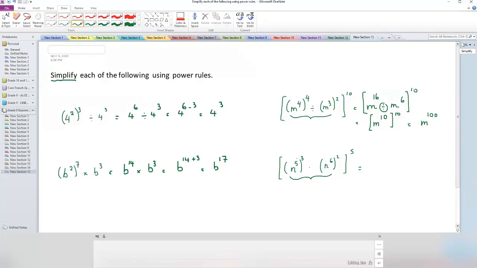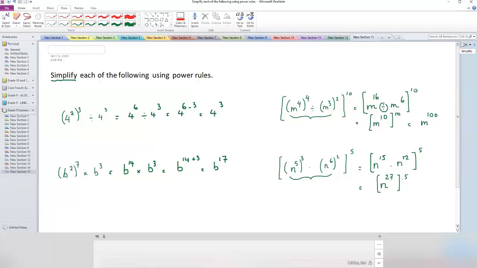So I have n to the power of 5 to the power of 3. I multiply the two powers, that means 3 times 5 equals 15, so n to the power of 15, times n to the power of 6 to the power of 2. Again, I multiply the two exponents, so it's going to be 12, so n to the power of 12. And now I have to add everything inside this square bracket. Next, since this is a multiplication, that means I add the two powers. So 15 plus 12 equals 27. Everything to the power of 5.